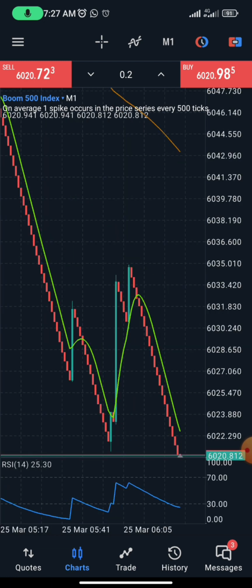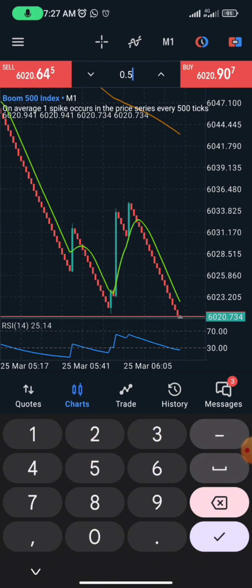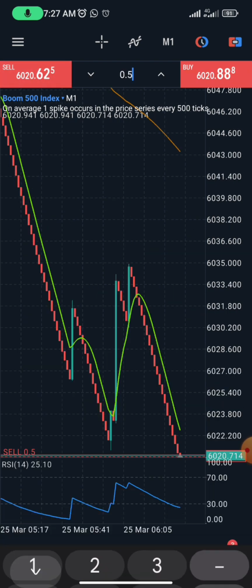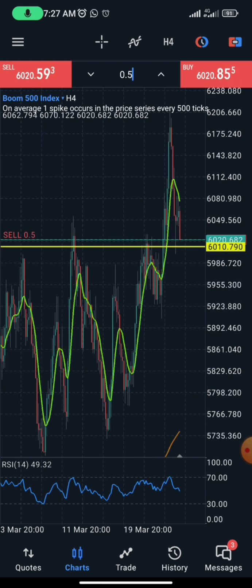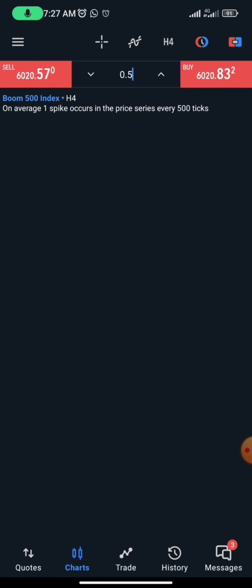So let us enter a trade now with 0.5. At this point, I'm looking for $2. Yeah, so I'm taking entry right now. So entry taking. This pair is supposed to sell, based on the information I'm seeing here.